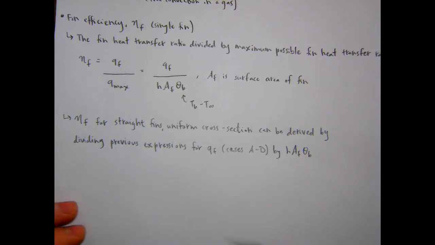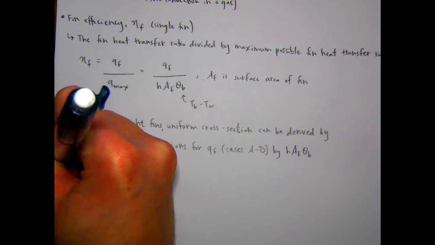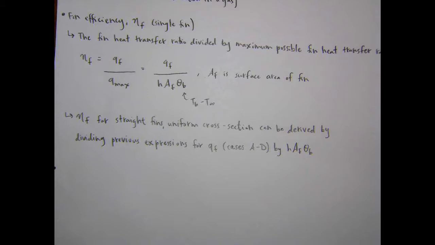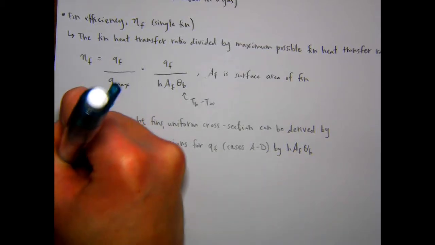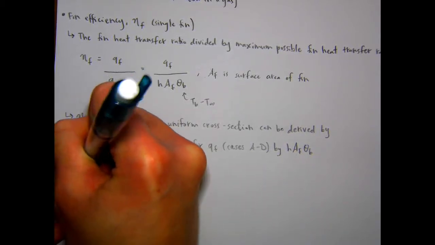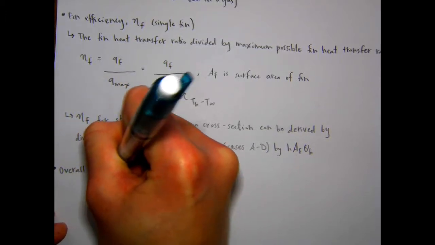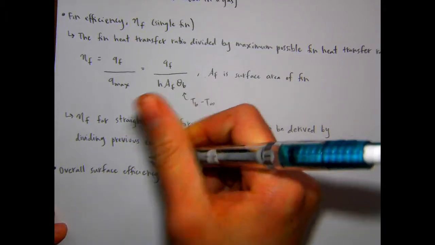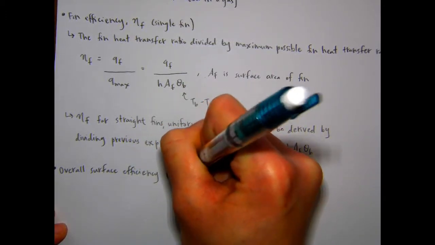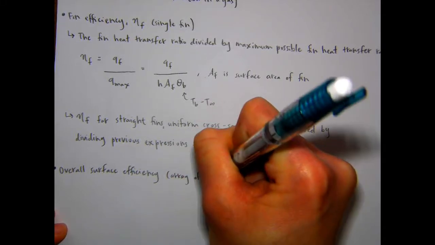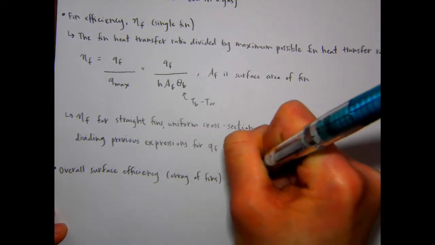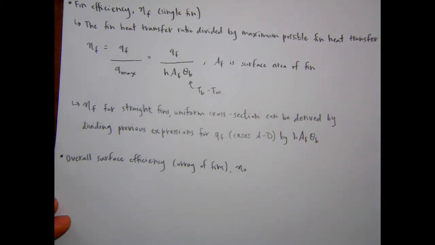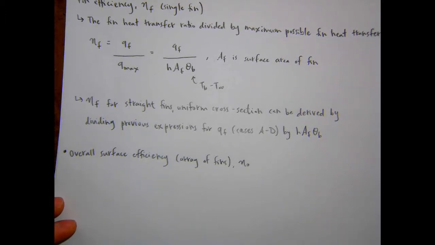Okay. So we'll move on now to overall surface efficiency. So this is for an array of fins. And that is defined as, or denoted by, eta sub naught.